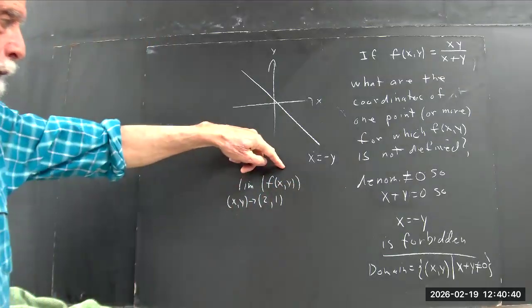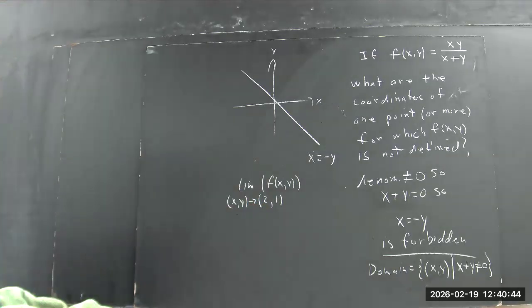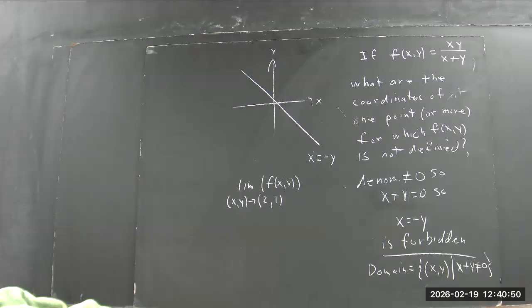What's the limit of f of x, y as the point x, y approaches the point 2, 1? Think about it for a minute. Tell me if you think you know.